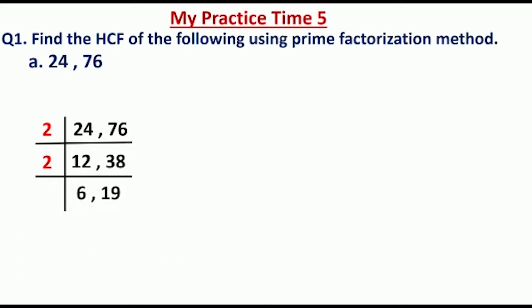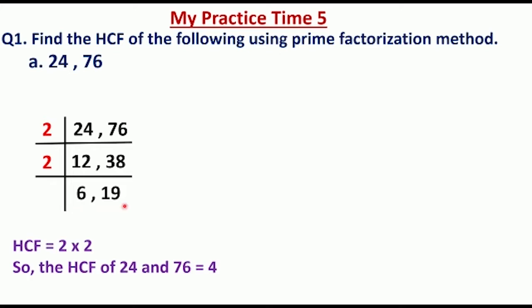So the HCF of 24 and 76 will be 2 into 2. Here we are having 2 into 2 only. So the HCF of 24 and 76 is equal to 4. See the next question here, children. Question number B, that is 40, 50 and 75. We have to find the HCF of it.